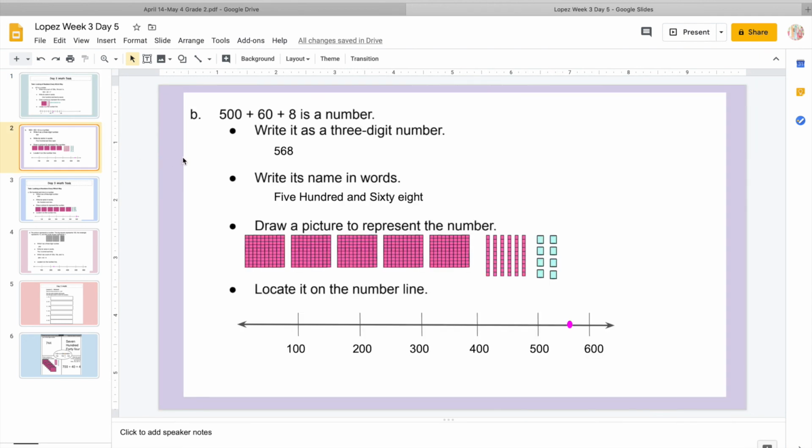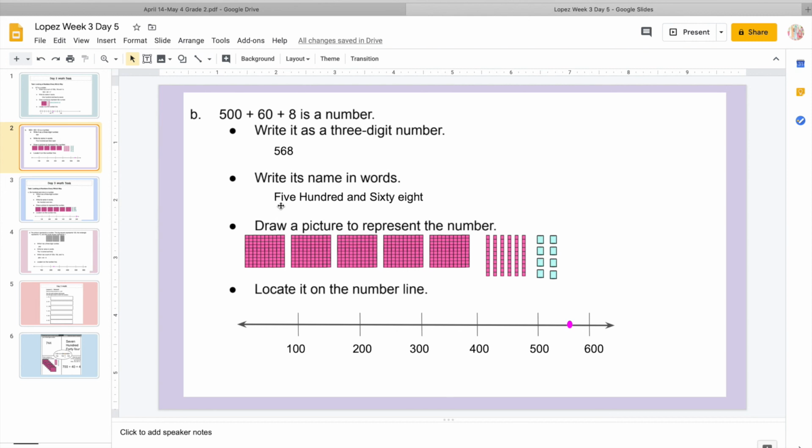Okay, and B is telling us 500 plus 60 plus 8 is a number. It is indeed a number. The first bullet point wants us to write it as a 3-digit number, which is standard form. So we're taking 500 plus 60 plus 8, writing it in standard form, which is 568. The second bullet point wants us again to write it in word form.